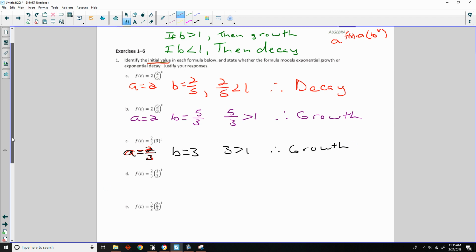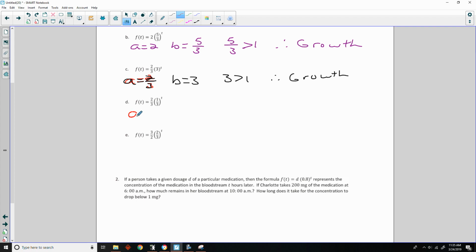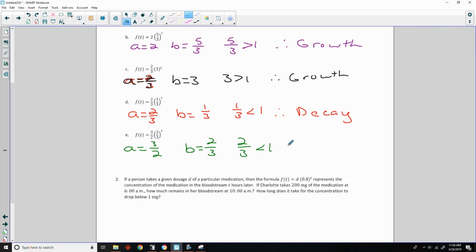All right. A is 2/3, our initial value. So if I plug 0 in here, 1/3 to the 0 is 1 times 2/3 is 2/3. B in this case equals 1/3. 1/3 is less than 1, therefore this is decay. Our initial value here, A, is 3/2, and B is 2/3. 2/3 is less than 1, therefore this is decay.